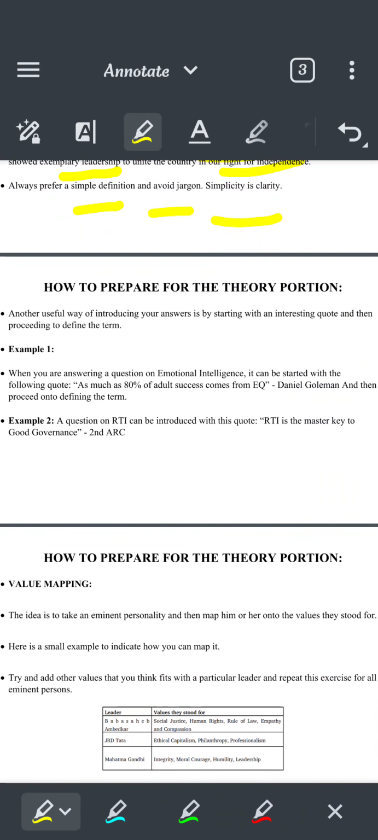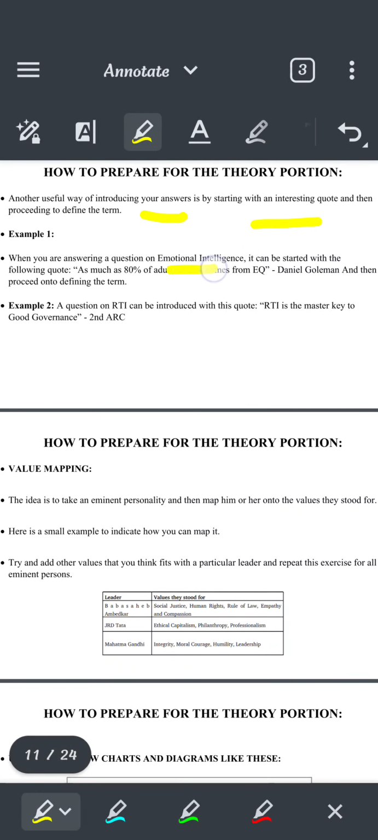Another useful way of introducing your answers is by starting with an interesting quote and then proceeding to define the term. So example 1: when you are answering a question on emotional intelligence, it can be started with the following quote: "As much as 80% of adult success comes from EQ," Daniel Goleman, and then proceed on to defining the term.